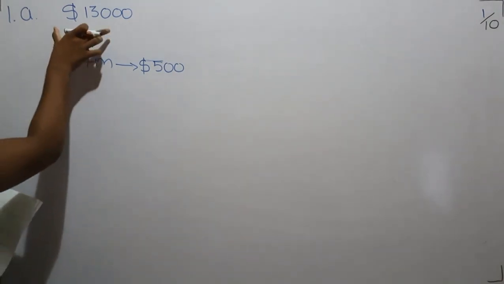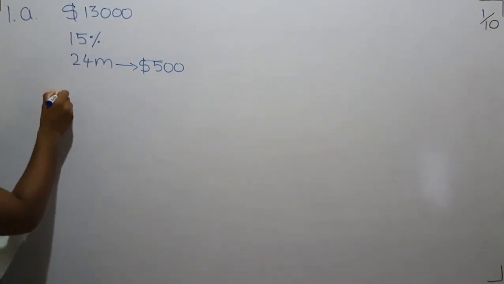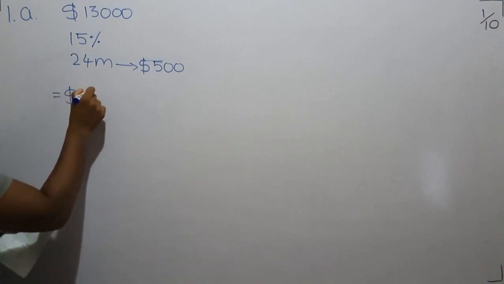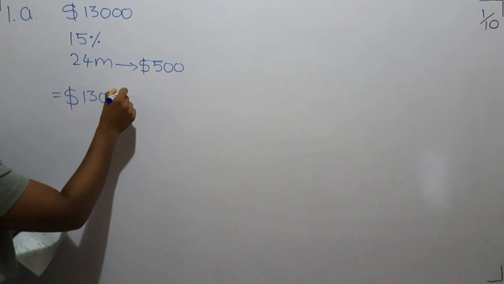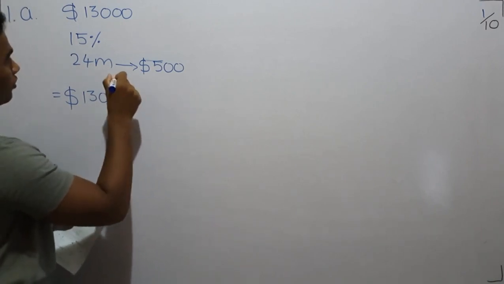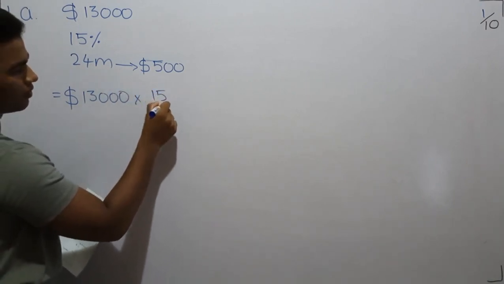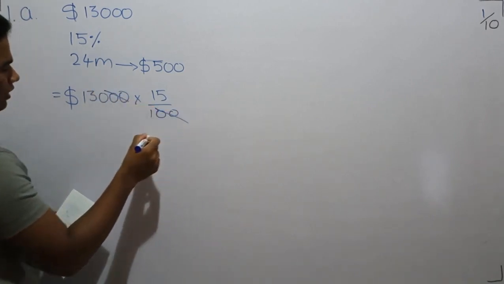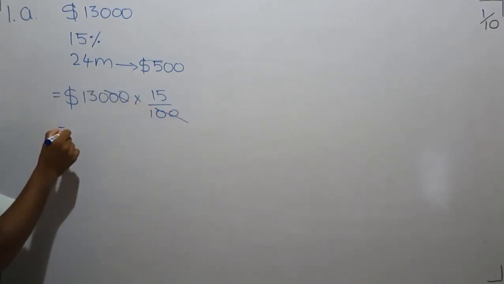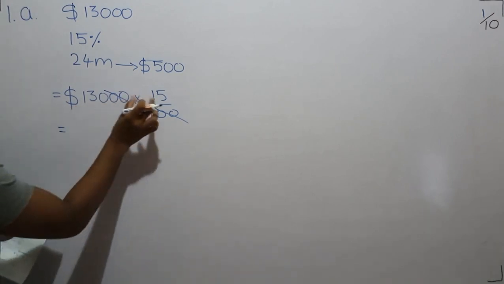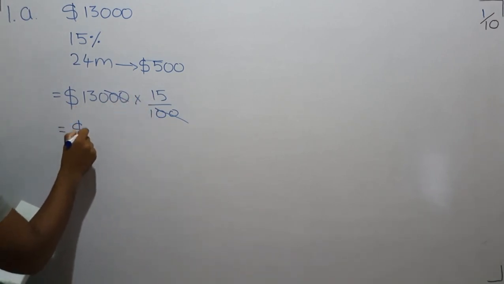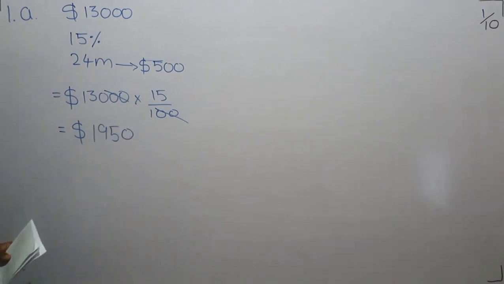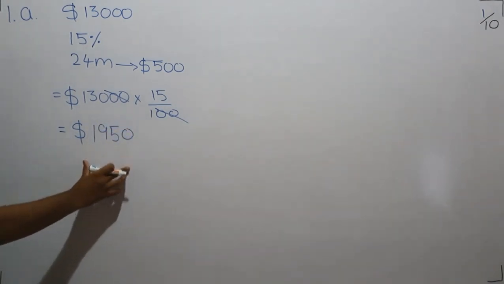So we'll first calculate the deposit value. $13,000 into 15% is 15 divided by 100. Two zeros will get cancelled. So when you multiply 130 by 15, 1950. This is the value she deposited at first.